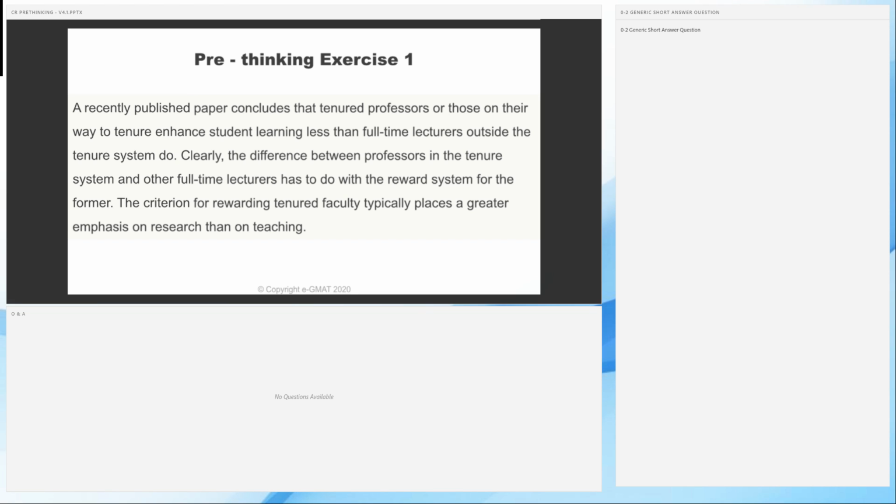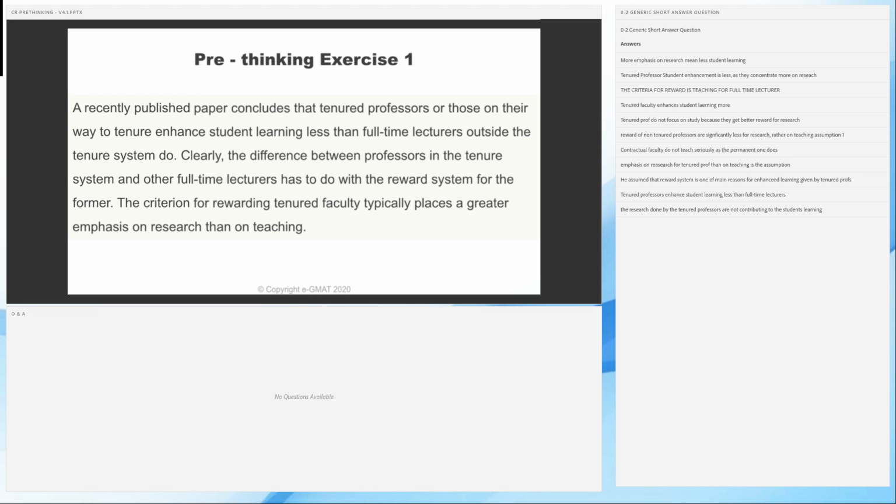All right, guys, last 15 seconds. Get those answers in. Tell us, what does the author assume here? Five. Come on, type your answers and press enter. 4, 3, 2, and 1.